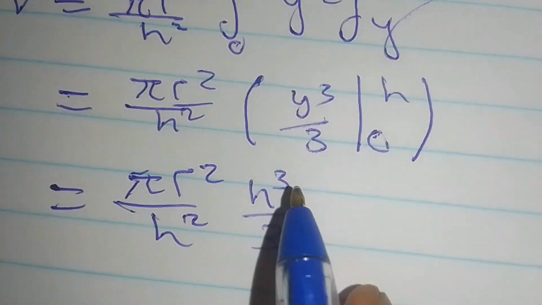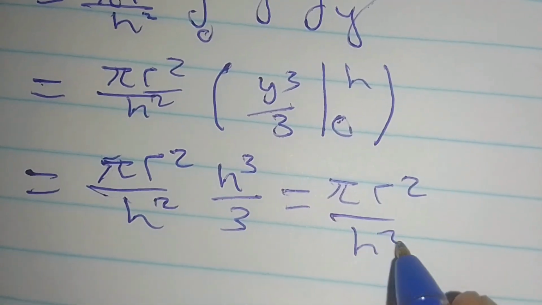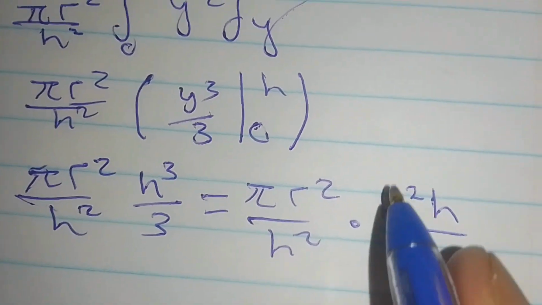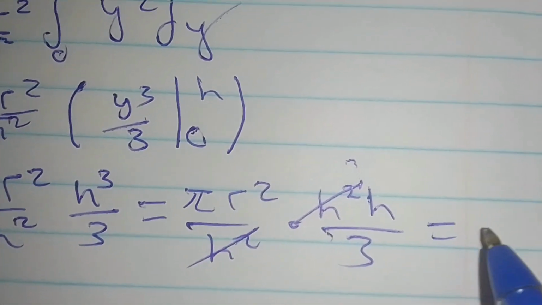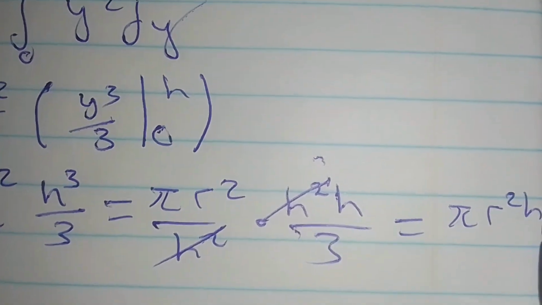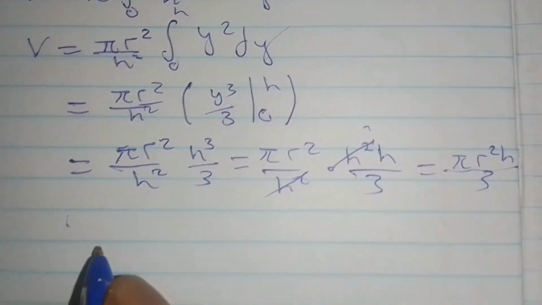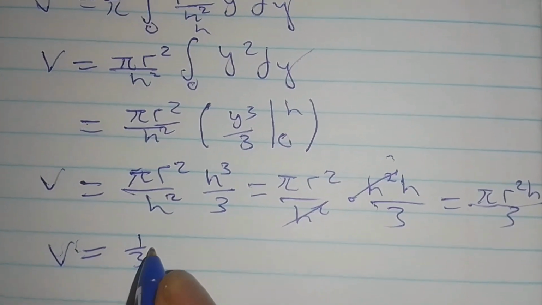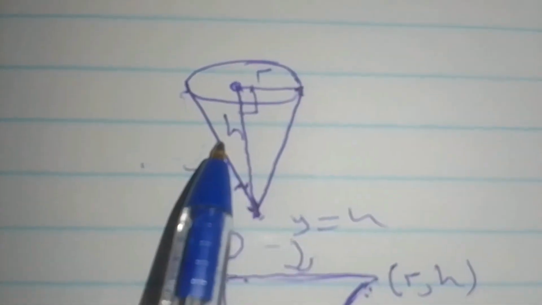And remember, we can rewrite h cubed as h squared times h, divided by 3. Then this h squared and h squared will cancel out, and then you have the volume being pi r squared h over 3. But you often see it written as something like this. Our volume will be equal to 1/3 pi r squared h. That will be the volume of a cone. So that's the derivation of the volume for a cone.